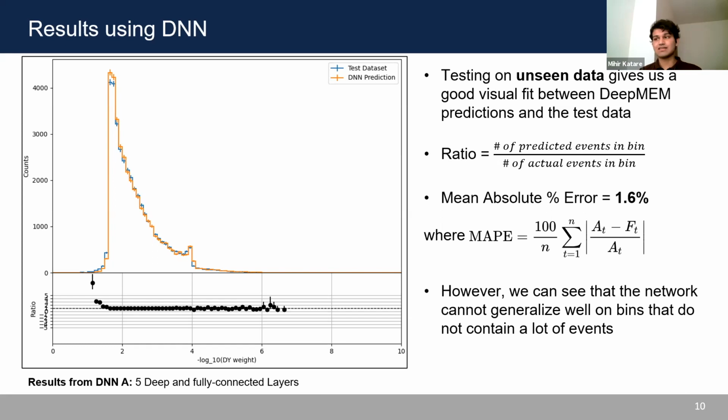However, we do see a major issue, that the network cannot really generalize on these bins at the very beginning, because we have these outlier ratio values. And the reason that we think this is happening is because we have a relatively smaller data set, since we only have 300,000 samples, and we don't have as many events in these bins, so the neural network is not able to generalize within the phase space.